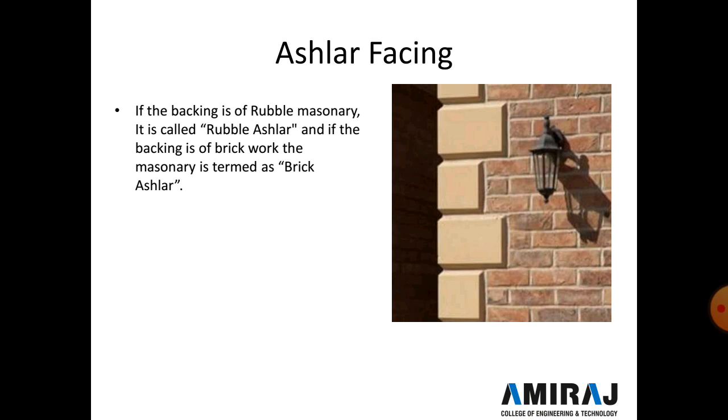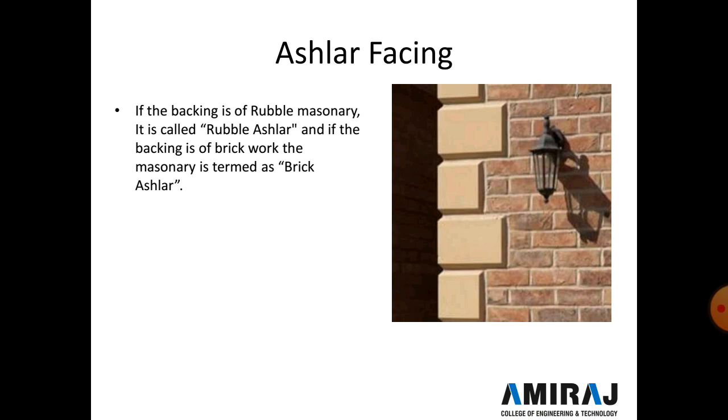Next is Ashlar facing. If the backing is of rubble masonry it is called rubble Ashlar, and if the backing is of brickwork masonry it is termed brick Ashlar. So what is backing? Backing is the backside portion. If we use rubble masonry, it is rubble Ashlar, and if we use brick masonry, it is brick Ashlar.